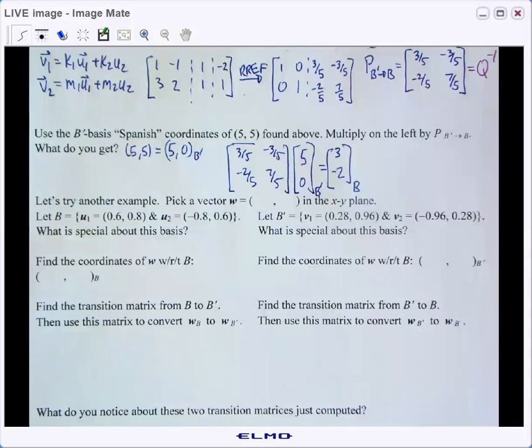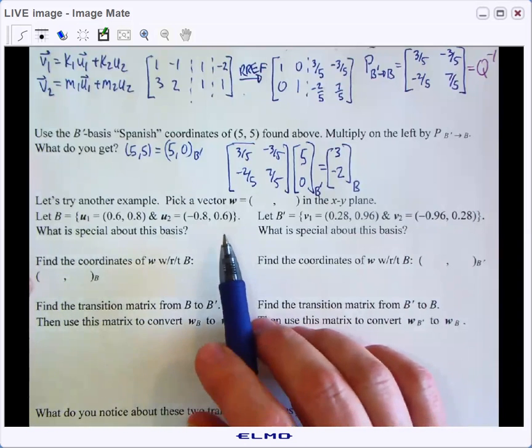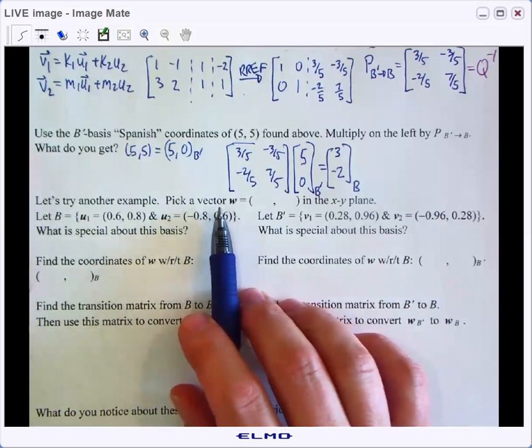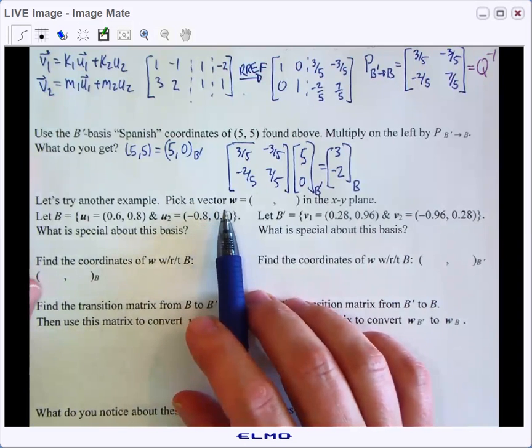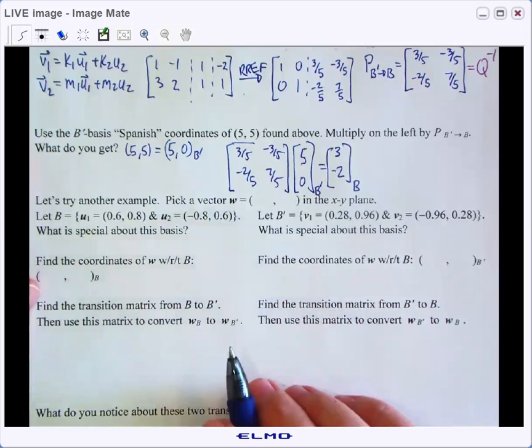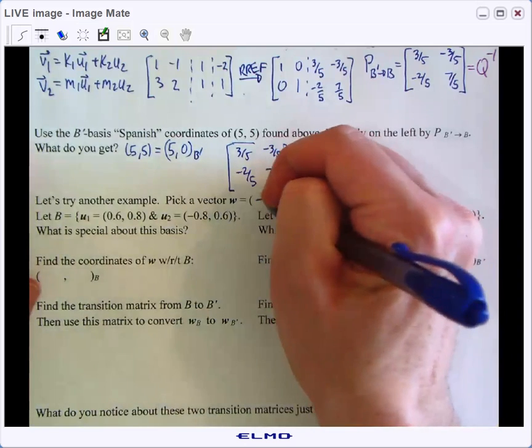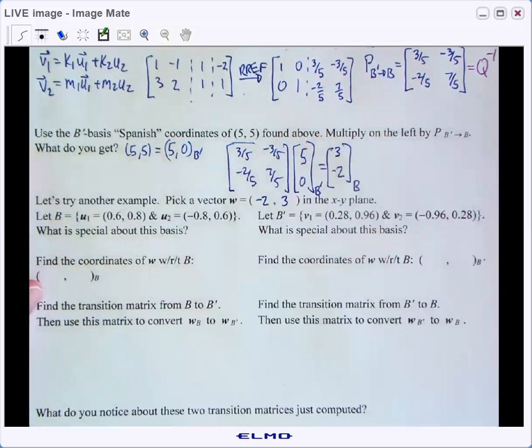Welcome back to the conclusion of our lesson on change of basis. So we're going to try one more example here. And first off, we're going to pick a vector W, and we're going to do this in the IJ system. I'm randomly going to pick the numbers -2 and 3.